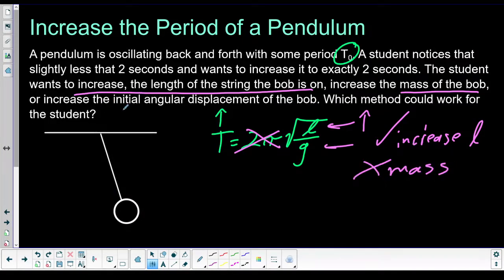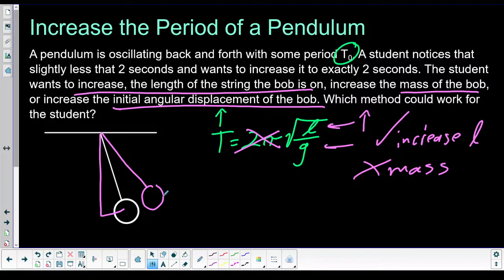Let's talk about the initial angular displacement of the bob. What happens if I pull this thing farther to the side? It seems like this should increase the period, because if I pull it farther, this one has an angular displacement of whatever that is, and this one has an angular displacement of whatever this is. If it has to go farther, it makes sense that it should take more time. However, this is not the case. Increase theta does not work.